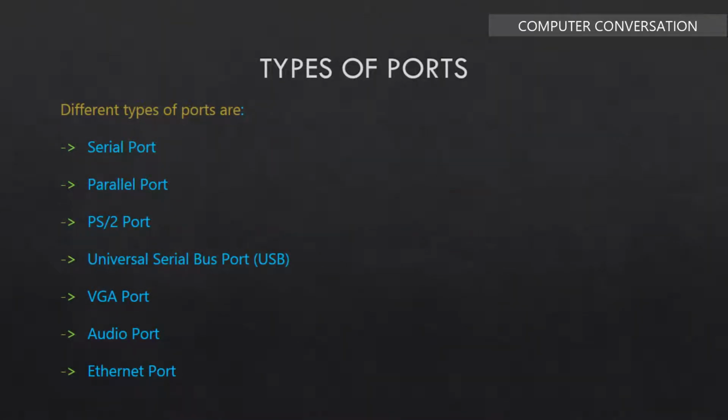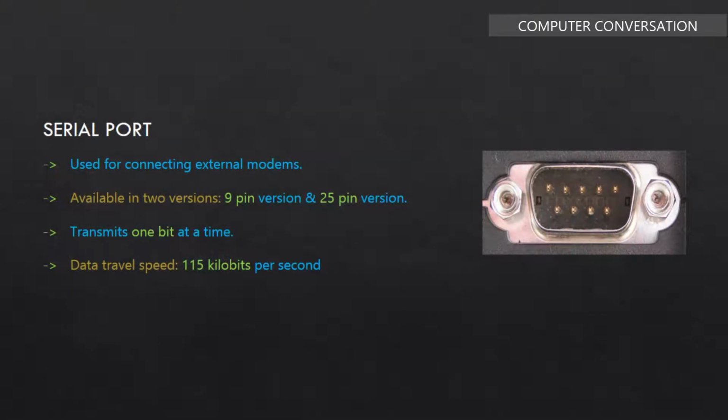Okay, now there are different types of ports. Here is the list of some ports. They are serial port, parallel port, PS2 port, universal serial bus or USB, VGA port, audio port, and Ethernet port. There are also other ports generally for high level purposes, but we will stick to these basic and important ports for now. Now let me discuss these ports one by one.